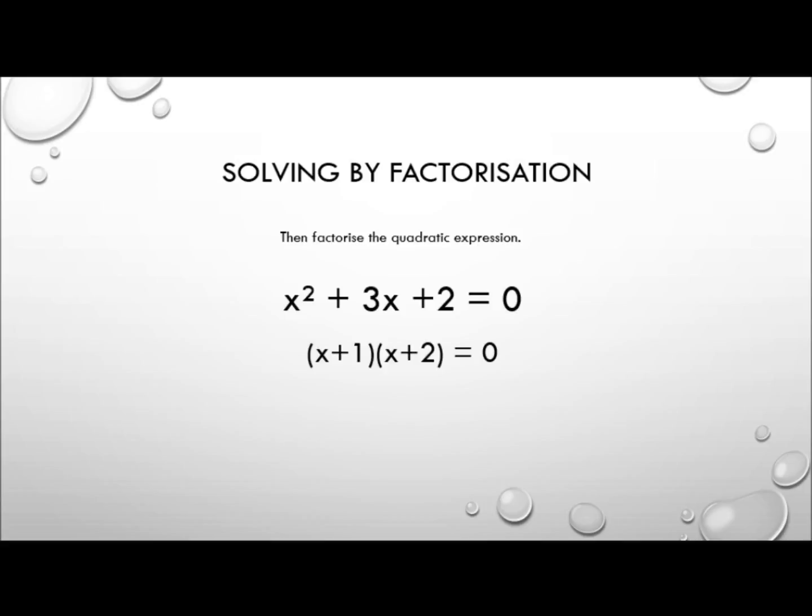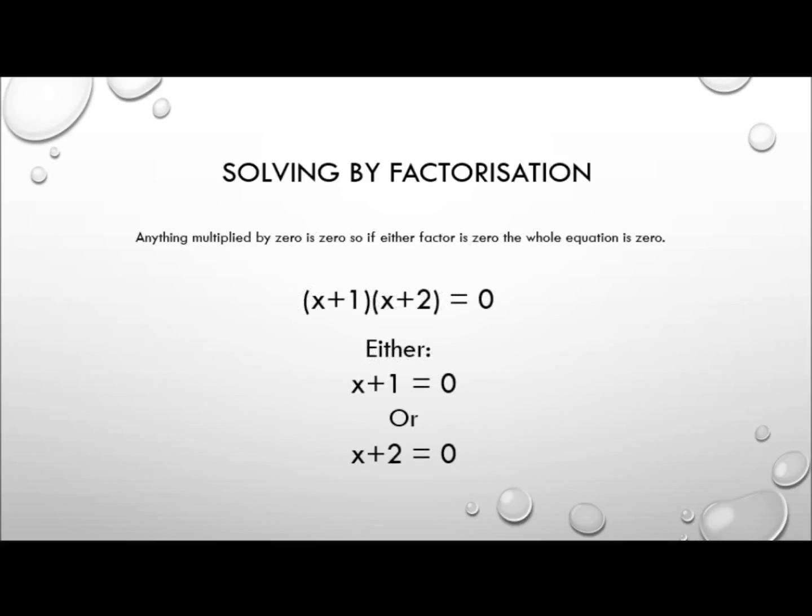In this case we've got x squared plus 3x plus 2 equals 0, so we're looking for two numbers that multiply together to give 2 and add together to give 3. Well, clearly that's 1 and 2, so our brackets will become x plus 1 into x plus 2. Anything multiplied by 0 is 0. So if either factor is 0, the whole equation is 0.